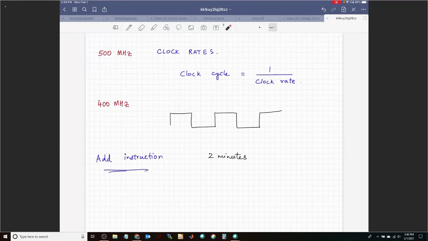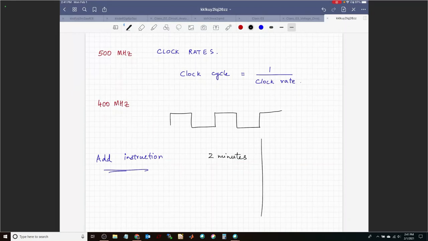In that case, does it matter which processor I use? Does it improve performance if I use 500 meg or 400 meg? If the add instruction is taking 2 minutes, does it matter which processor I'm going to be using? No, absolutely right. Because it takes 2 minutes, no matter which processor I'm going to use, I'm going to be taking 2 minutes for this.